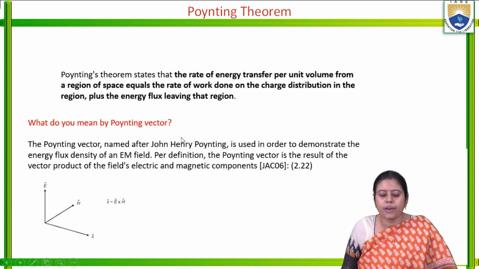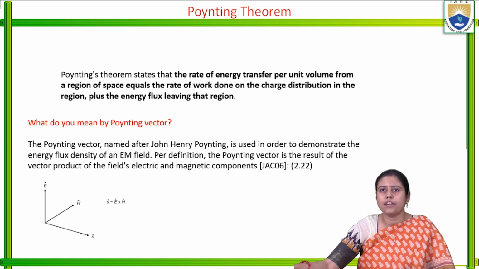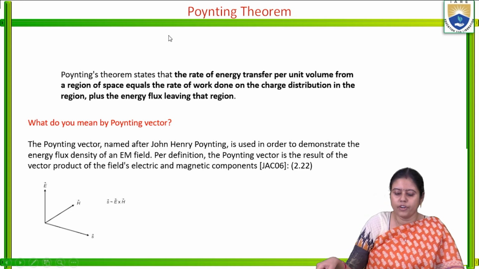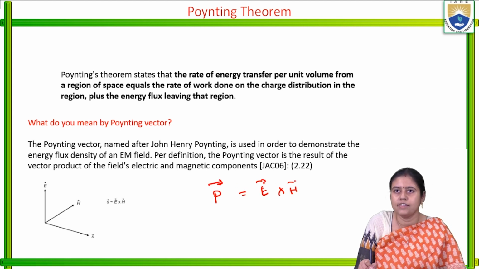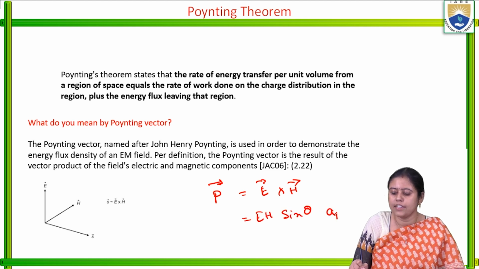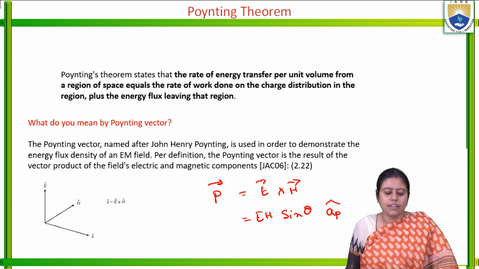So what is the Poynting vector? The Poynting vector, named after John Henry Poynting, is used to demonstrate the energy flux density of an electromagnetic field. As per the definition, the Poynting vector is the result of the vector product or cross product of the electric field and magnetic field component. We can write the Poynting vector P is equal to E cross H or E H sin theta, and the direction is perpendicular to the EH plane.